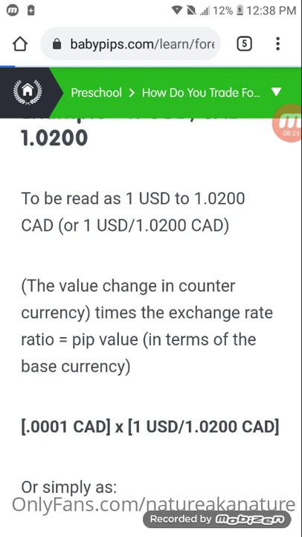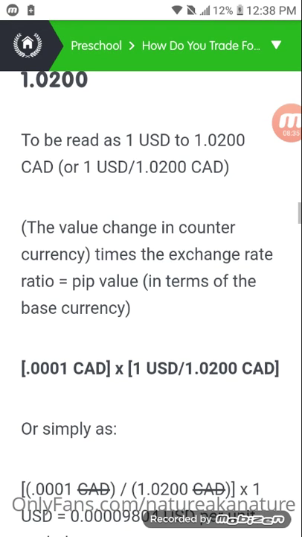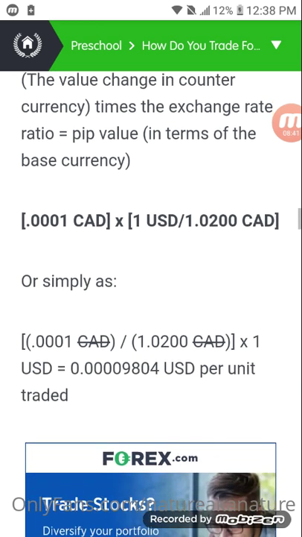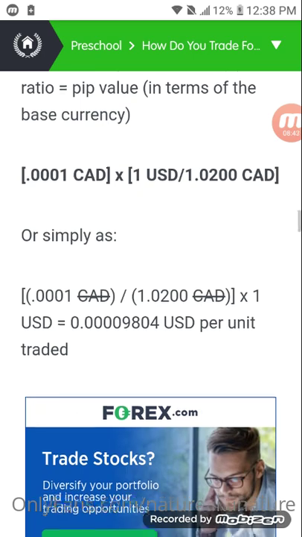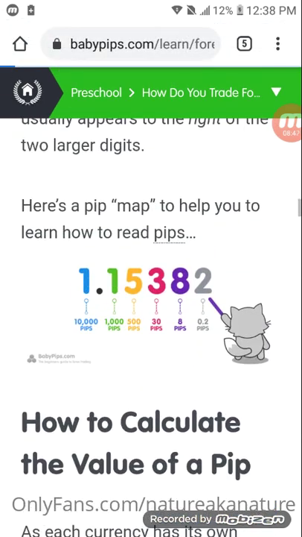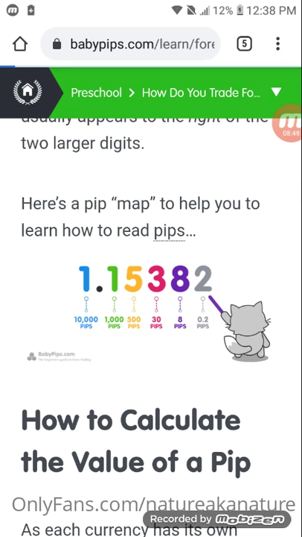The value changes in the counter currency times the exchange rate ratio equals the pip value in terms of the base currency. This is how you calculate your profit and how much money you made in the market. You really just need to know how to read pips, and I'll also teach you how to calculate how much profit you made.